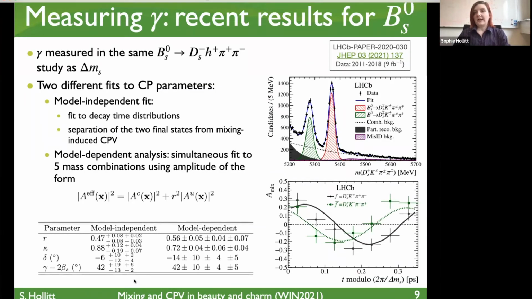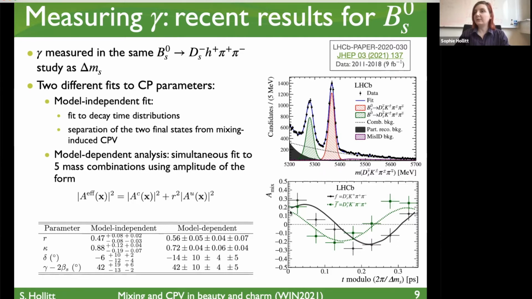But not only Ds pi, we also measured gamma in the same study as this Ds to 3 pi. We also measured B_s goes to Ds K 2 pi. And there were two different fits here to the CP parameters to give two independent results. But when we take a look, we've got this nice mass of the Ds K pi decay here.